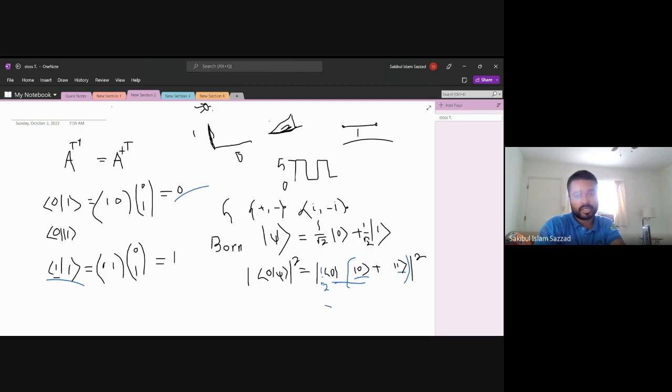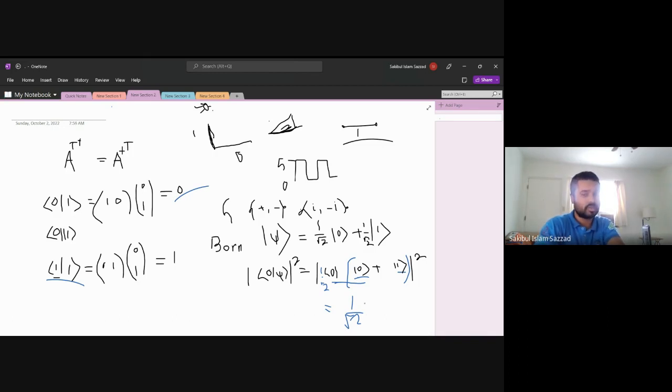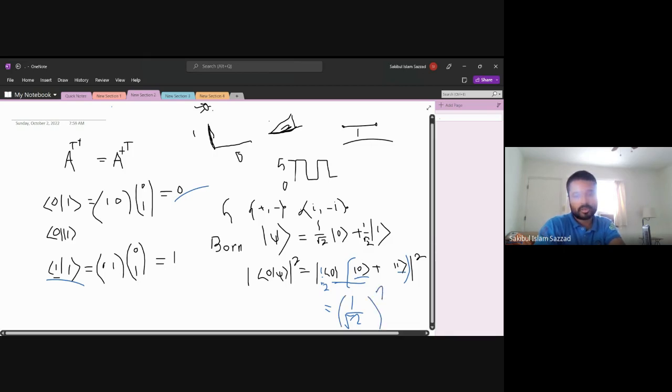So I am only getting 1 over square root of 2 one time, because the rest are 0. Then the modulus of 1 over square root of 2, because this is a real number, then I have to square it. Whenever I square it, I will get half.